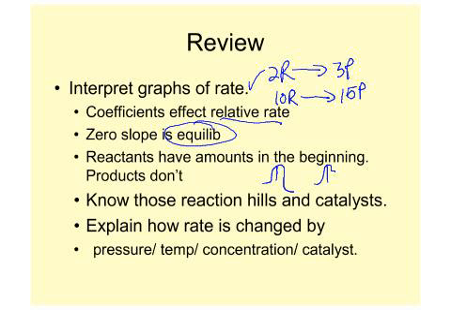Explain that rate is changed by pressure, more collisions; temperature, more effective collisions; concentration, more collisions; catalyst, changes the mechanism so that it requires less energy typically, or more effective collisions.